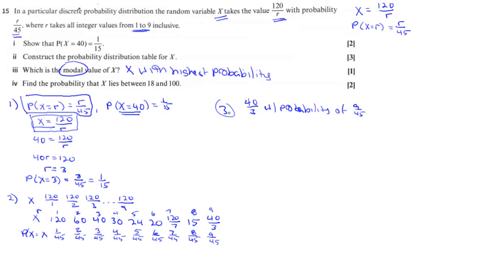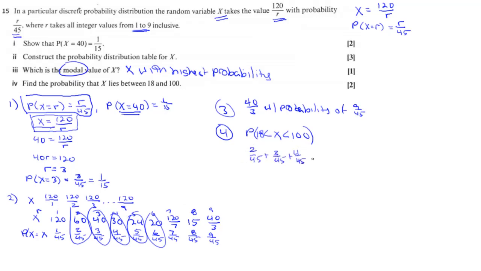And then the last one, it says find the probability for part 4 of x that lies between 18 and 100. So all I've got to do is find the x's that are between 18 and 100. And let's see, we got 20, that's between 18 and 100. And 24 is between 18 and 100. And 30 and 40 and 60, those are the ones that are between 18 and 100. And now all I've got to do is add up those probabilities. And I'm going to find out that the probability is going to be 20 over 45, or 4/9. All right, hope that helped.